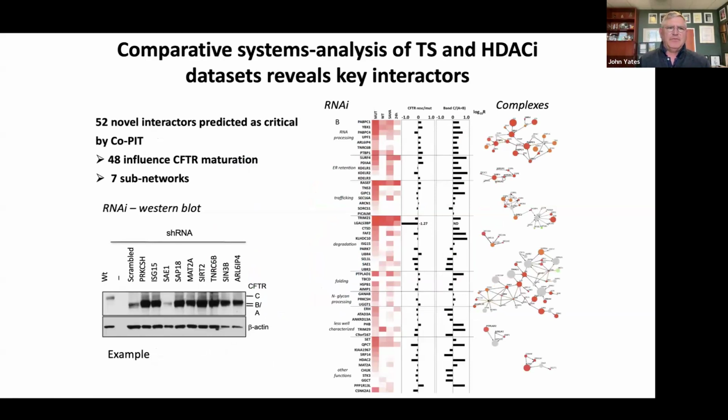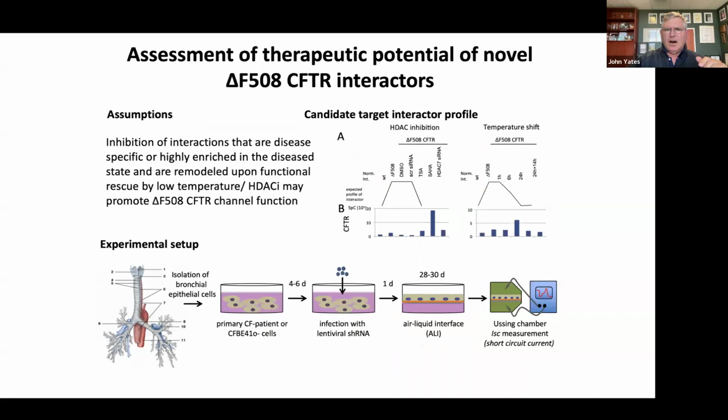And so we looked at 52 novel interactors. We did knockdown experiments, and then we just used Western blots as a way to try to figure out whether the protein was now maturing to get out to the cell surface. And we found that 48 of the proteins that we had identified influenced CFTR maturation, and they all belong to about 7 different subnetworks of proteins.